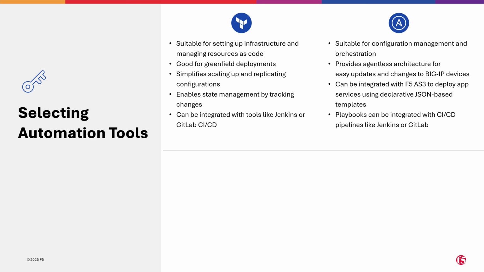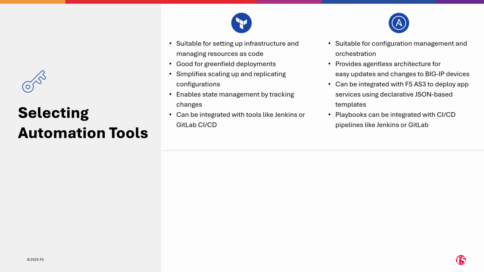Ansible is excellent for configuration management and orchestration. It allows you to automate tasks like creating and updating the config of virtual servers, managing pools, setting up monitors, and handling traffic policies. Ansible's agentless architecture makes it easy to push updates and changes to BIG-IP devices by leveraging the official F5 BIG-IP modules, giving you precise control over configuration settings. Ansible can also work with F5 AS3 to deploy application services using declarative JSON-based templates. This combination of modules and AS3 provides both low-level control and high-level service orchestration.